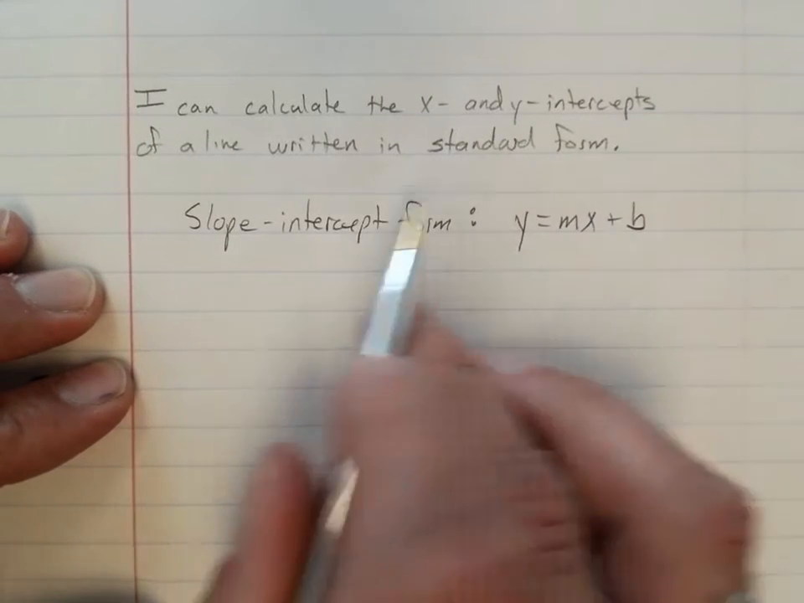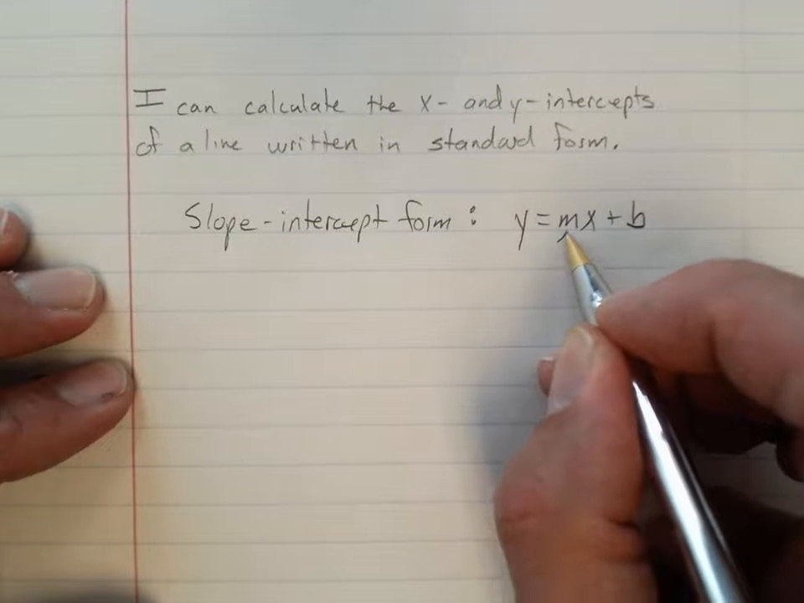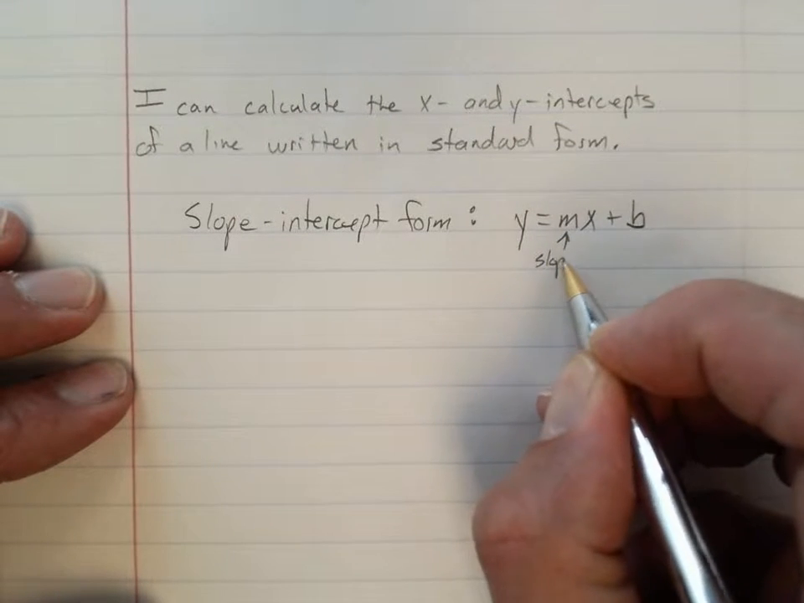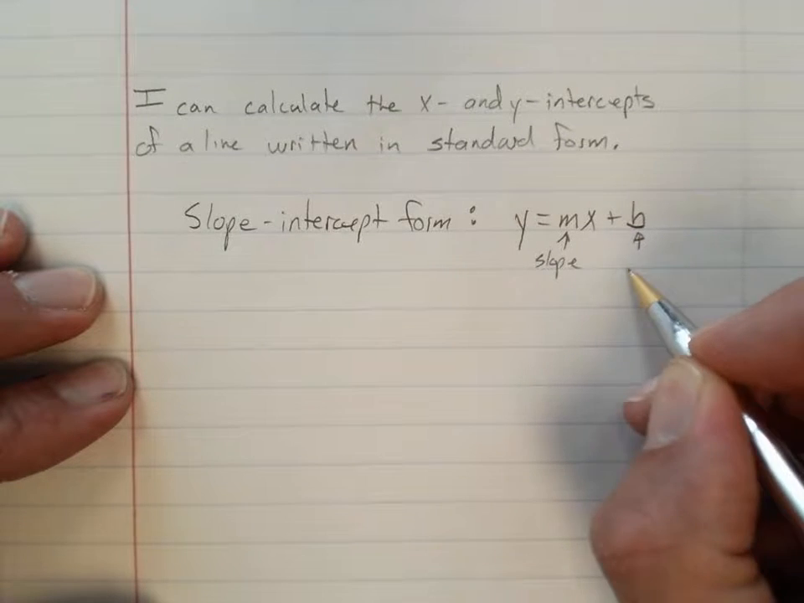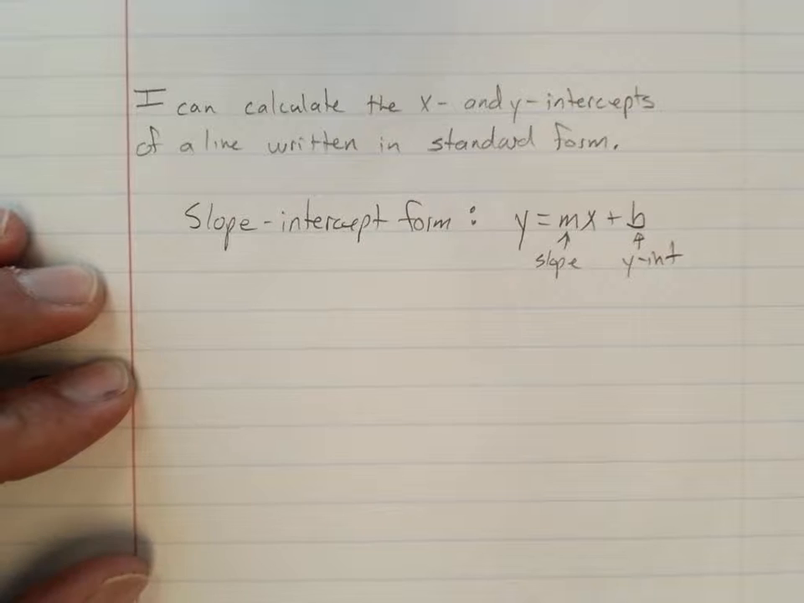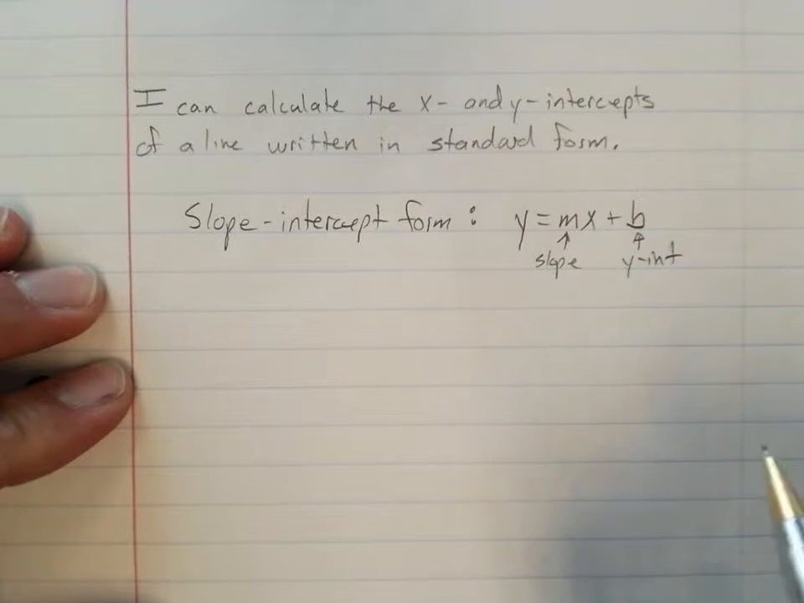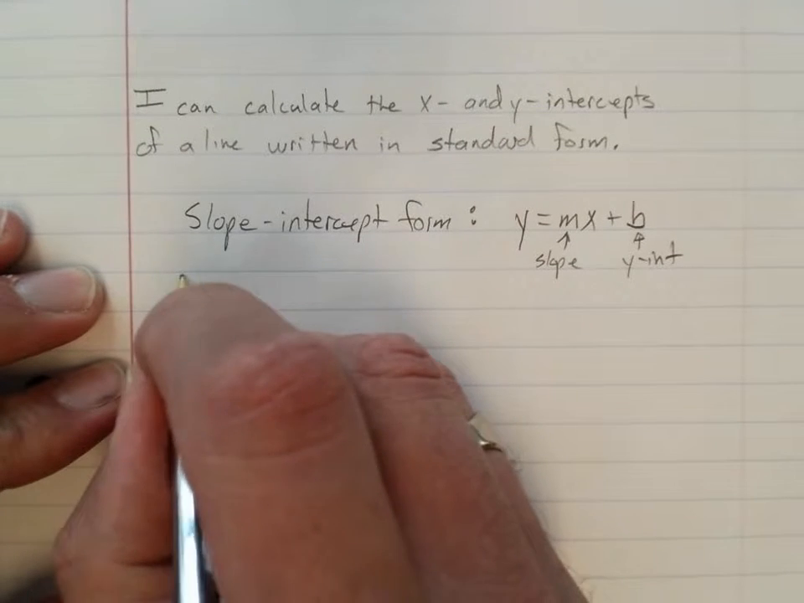So slope-intercept form is y equals mx plus b. M is the slope, b being the y-intercept, okay? That's the first one I expect you to know at this point and know for the rest of your lives. Have to know it. Absolutely necessary. Please know it forever. Next is point-slope form.